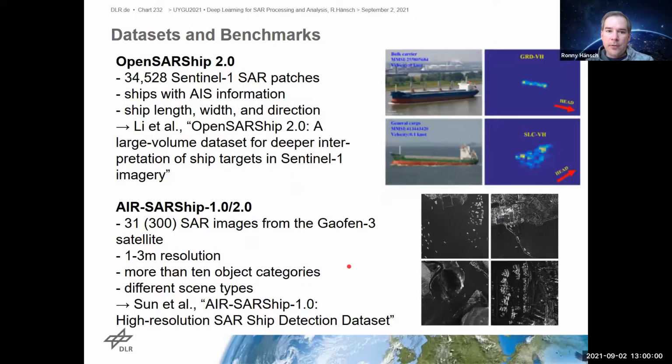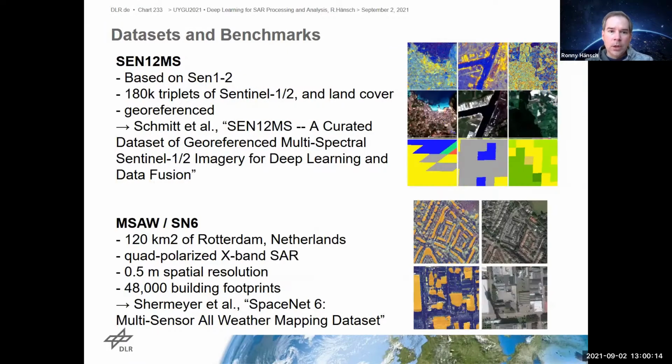For object detection, we have OpenSARShip 2.0 that has different ship information taken from Sentinel images. There's also AIR-SARShip that is coming from a Chinese satellite. For semantic segmentation, we have SEN1-2MS, where you have Sentinel-1 images, Sentinel-2 images, and then semantic information from the Korean land cover map at a very coarse resolution. And then there's the SpaceNet 6 dataset that is only acquired over Rotterdam. It has polarimetric SAR data, also optical data, and thousands of building footprints.